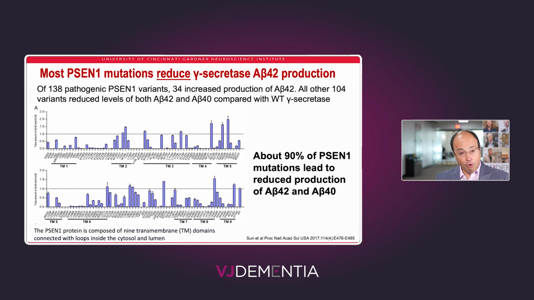In fact, most presenilin-1 mutations directly reduce the levels of A-beta 42. There are some exceptions, but in this study, it's been shown that over 90% of these mutations lead to a reduced production of A-beta 42 and A-beta 40. A-beta 40 is not as relevant to Alzheimer's as A-beta 42 is, because A-beta 42 is what transforms into plaques, and plaques are, of course, the diagnostic hallmark of Alzheimer's.